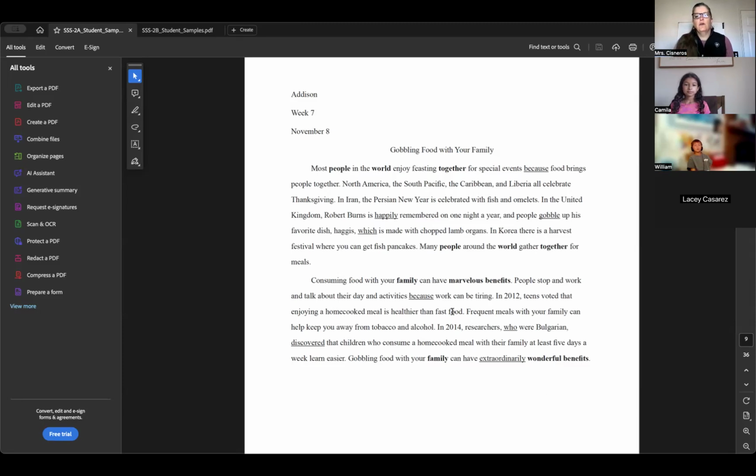I also wanted to point out that they've got all their dress-ups in here. They've got the -ly adverb, happily, the who-which clause, here's which, strong verb, gobble, that is a strong verb, and then the because clause. You guys have four things now you've got to underline. Look at the second paragraph.